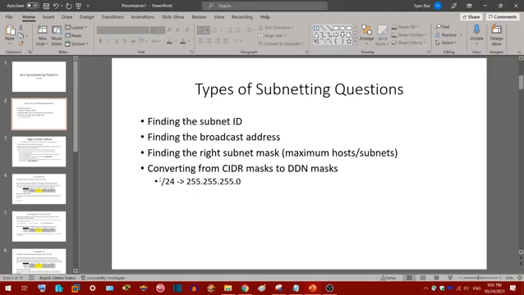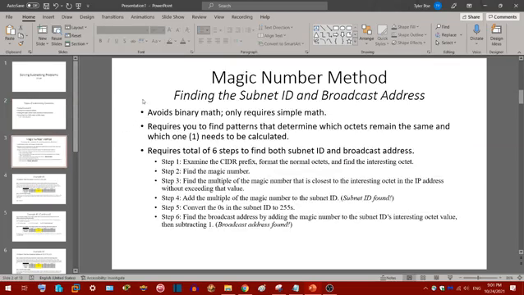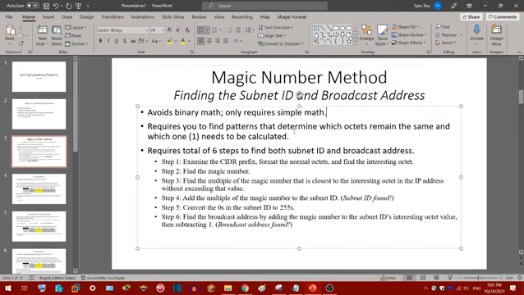And for review, this is the CIDR mask here, the slash and number, and this is the dotted decimal mask. It's just 4 octets. Now the main component of this lecture is going to be teaching you how to use the magic number method. It is used to find the subnet ID and broadcast address.